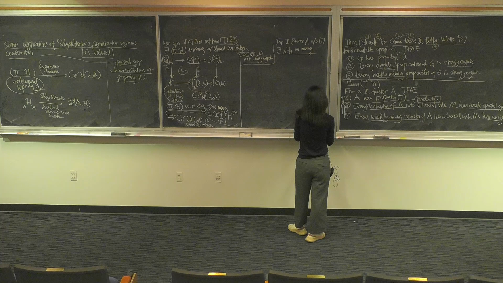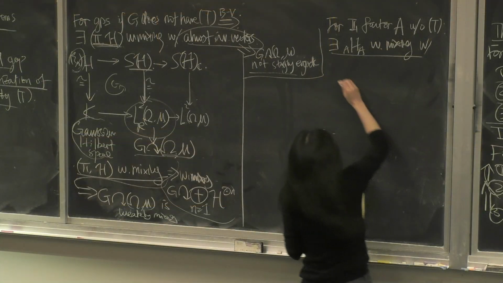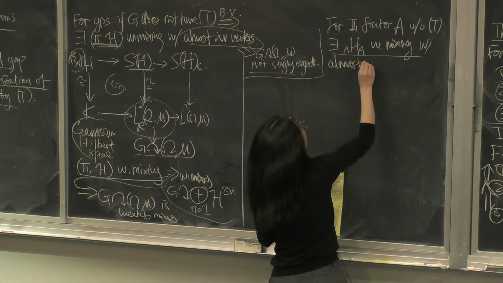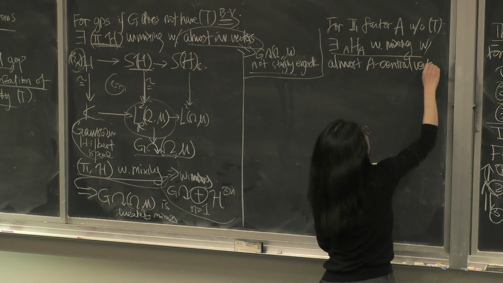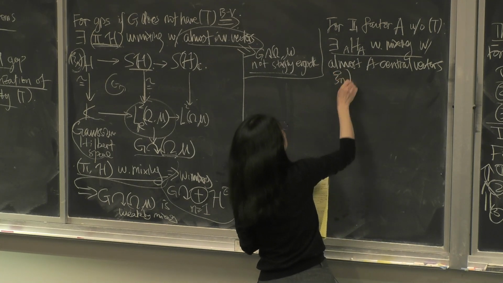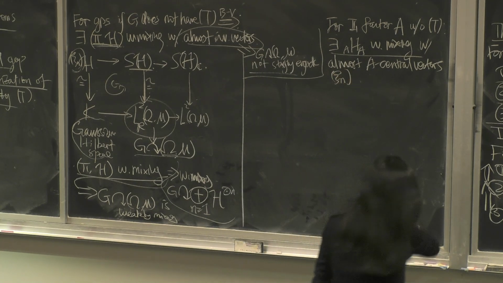So weak mixing with almost acentral vectors, again called psi n.